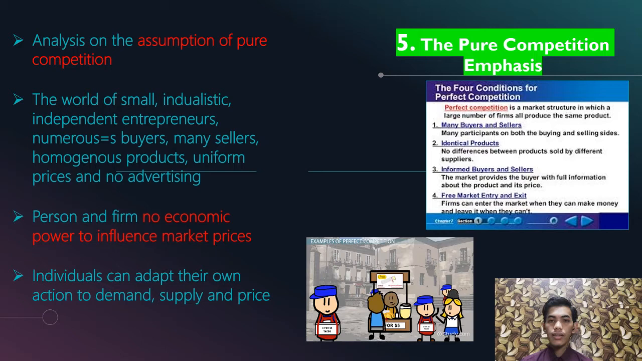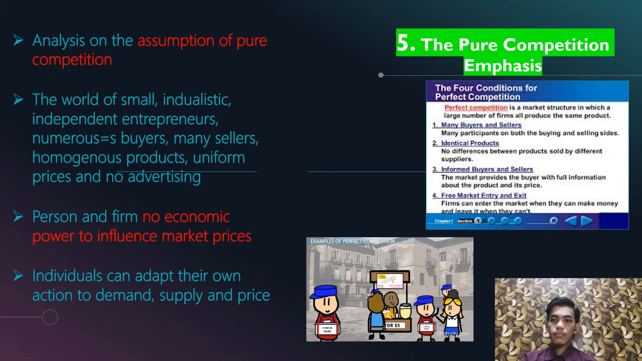No person often has enough economic power to influence market prices perceptibly because they are selling homogeneous products. So if a firm increases the price of its products, consumers will move to another firm to get a similar product. Individuals can adapt their own action to demand, supply, and price through the interaction of thousands of people.